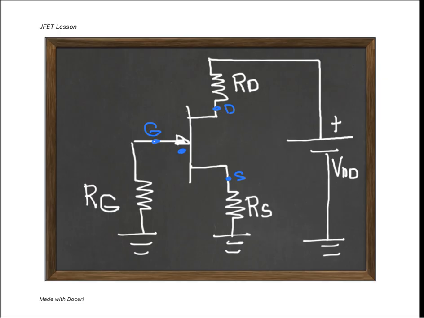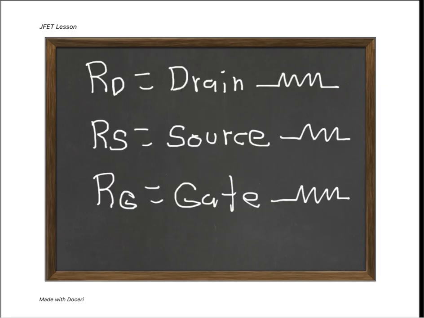N-channel JFET, we know this because the gate arrow is pointing inwards. We have a resistor in the drain, we have a resistor in the source, and we have a gate resistor RG from the gate to the ground. And we'll see that resistor is essential for proper operation. Okay, so RD is the drain resistor, RS is the source resistor, and the gate resistor is RG.